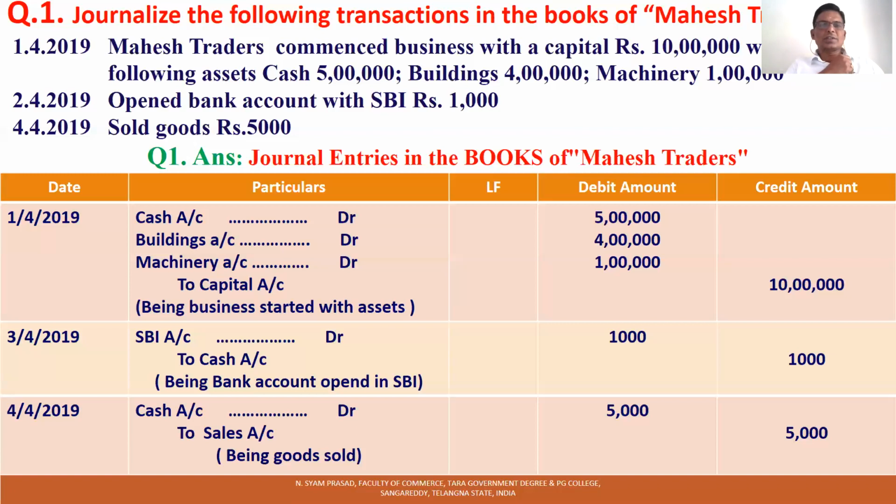This is sometimes also called the opening entry. When assets and liabilities are given, all the assets are to be debited, all the liabilities are to be credited. The remaining balance will be the capital. So assets accounts debited. So I will take it.